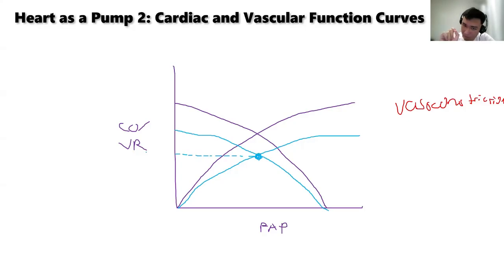But look at what happens sa ating right atrial pressure ng equilibrium point. Tingnan nyo. Ito yung original equilibrium point natin. Ito yung final equilibrium point after tayo nag-vasoconstriction. Nagbago ba? No. We did not have any change in our right atrial pressure.